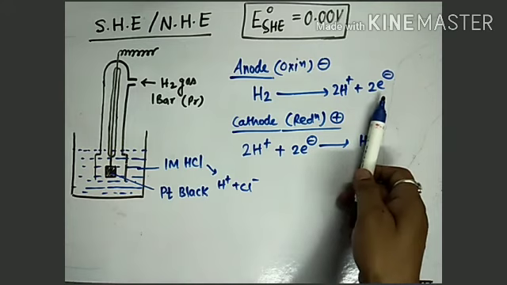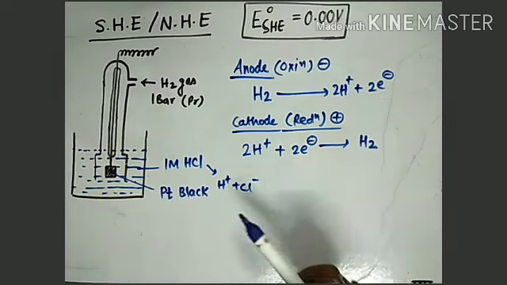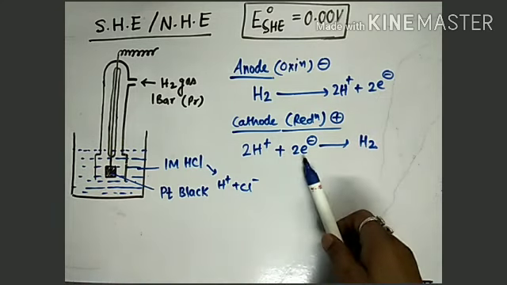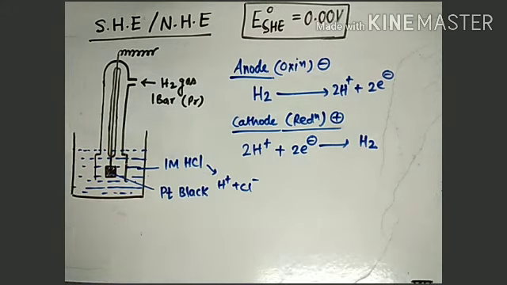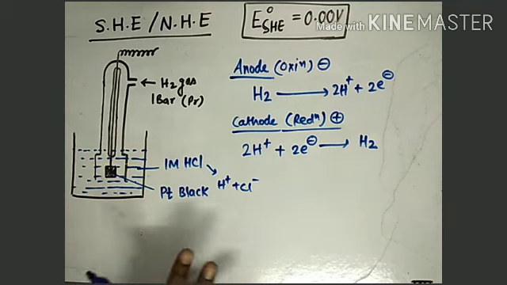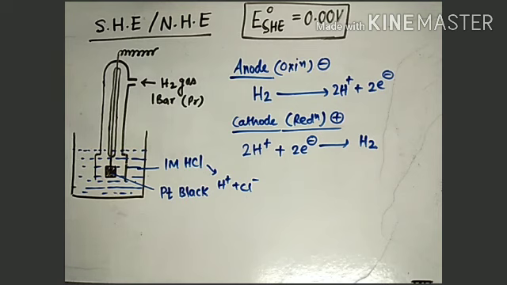Undoubtedly, electrons are released when it works as anode, and whenever it works as cathode, the 2 electrons are consumed by 2H plus and it will turn into hydrogen. So both anode and cathode reactions can take place, but it depends on the condition, on what kind of electrode you are comparing with this SHE. So this is the working of SHE or NHE.